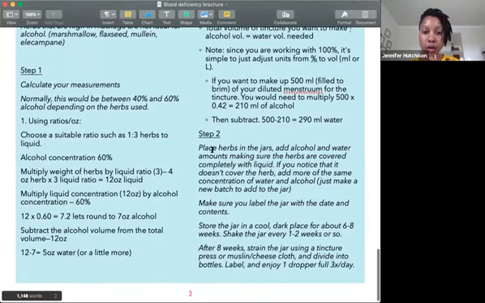So that's step 2. Place herbs in the jar with the alcohol, label it, and you're going to store it away for 6 to 8 weeks and shake it every 1 or 2 weeks or so, whenever you remember. It's really not even that big of a deal. And then after those 8 weeks, you can strain it using the tincture press if you can get one, or with muslin cloth, and then put it in your bottles.